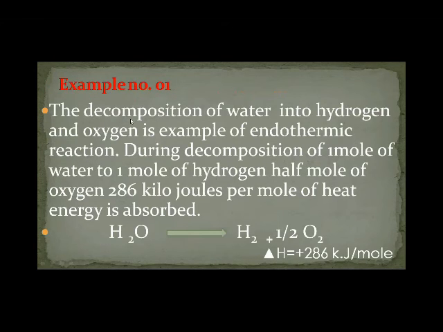Now we have example number 1. The decomposition of water into hydrogen and oxygen is an example of an endothermic reaction. During decomposition of 1 mole of water into 1 mole of hydrogen and half mole of oxygen, 286 kilojoules per mole of heat energy is involved. H2O decomposition, or electrolysis of water, in which 1 mole of water is decomposed into 1 mole of hydrogen gas plus half mole of oxygen, needs energy, that is delta H equals plus 286 kilojoules per mole.